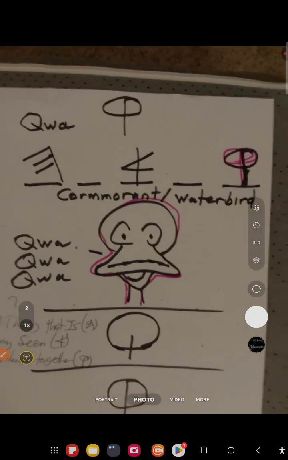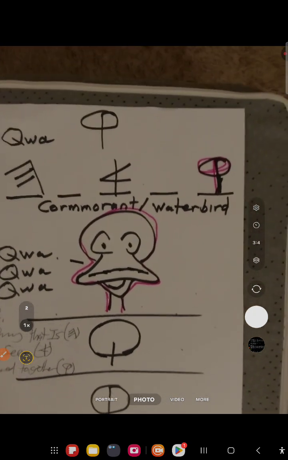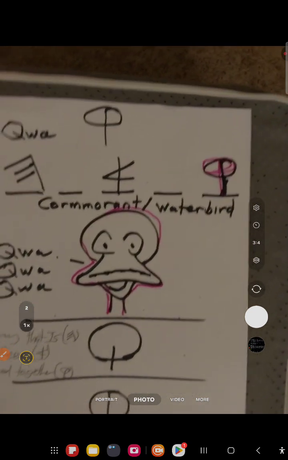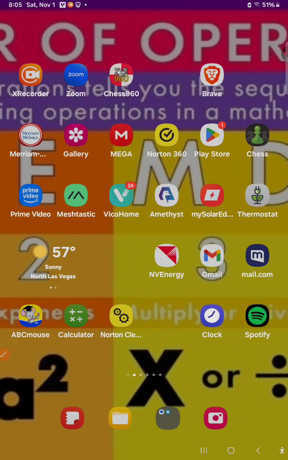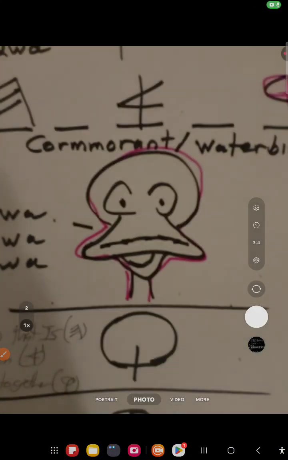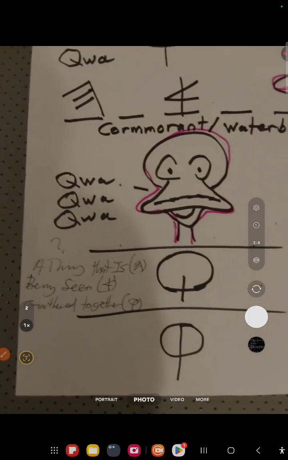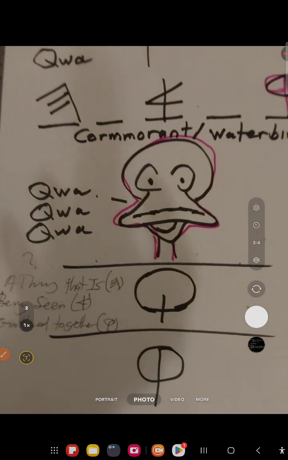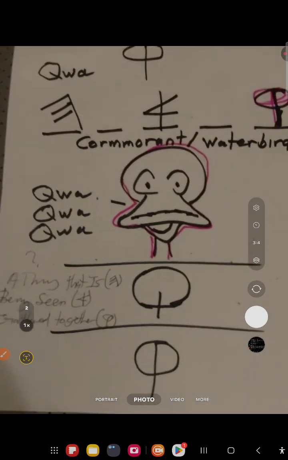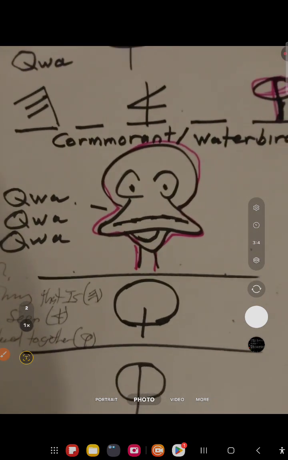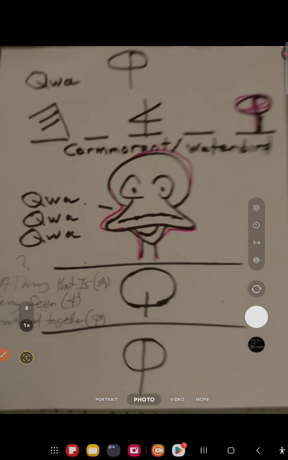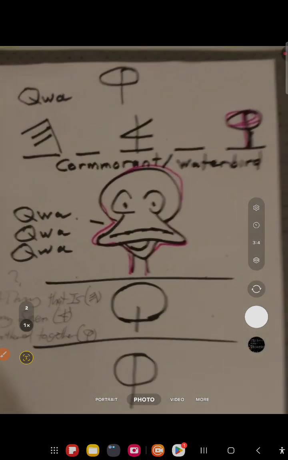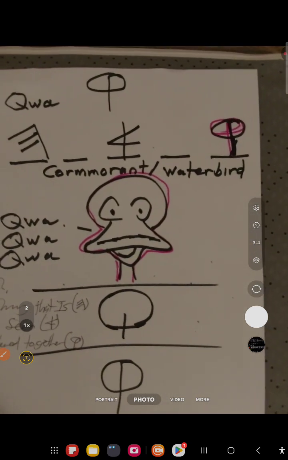What is QWADAWSH? QWADAWSH is a water bird, a cormorant, I think is what they call it in English, and they make the sound qua, qua, qua, qua, qua. And this is the reason why they were used as the symbol for the letter qua, or where the letter qua came from. It came from a duck, or not a duck, I'm sorry, a water bird, a cormorant, that makes that qua, qua, qua sound. So there's the reference right there.